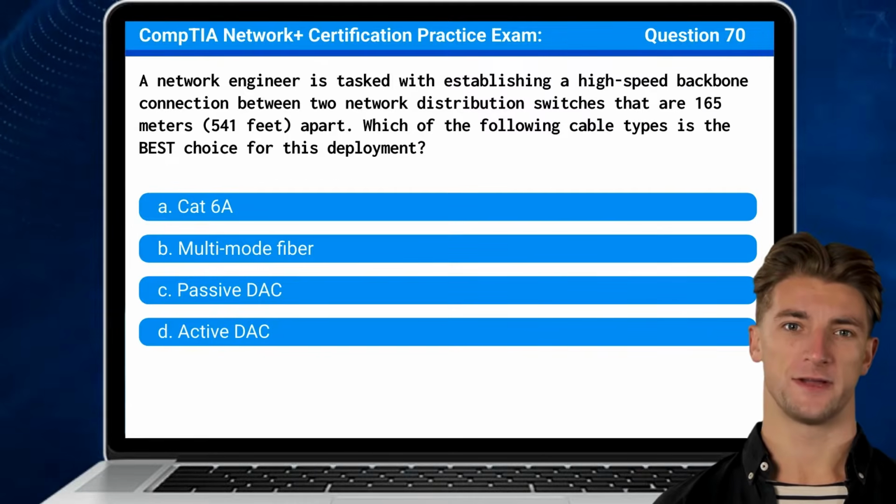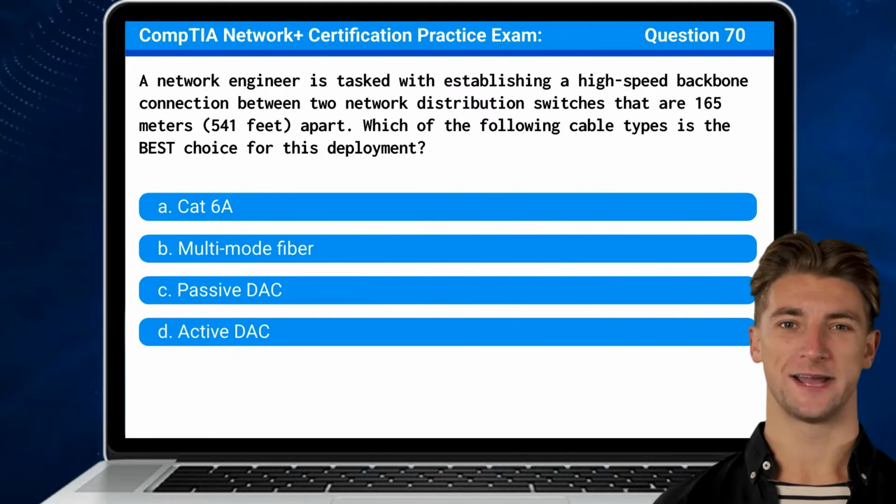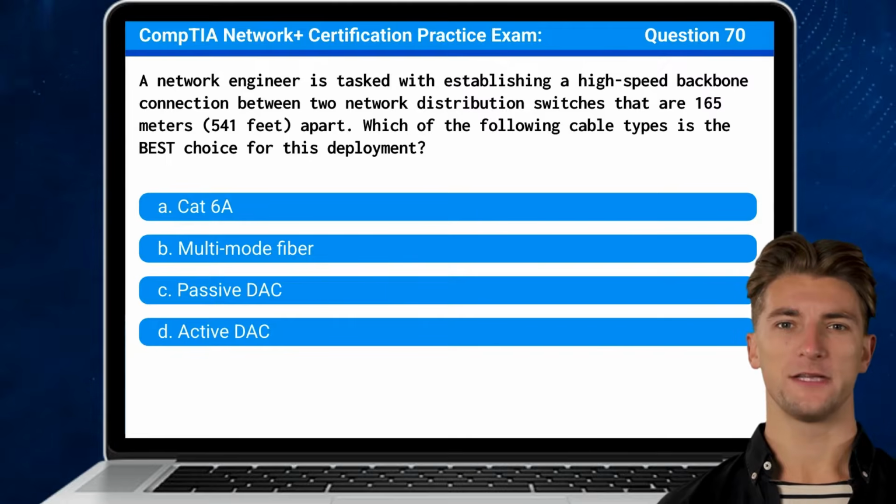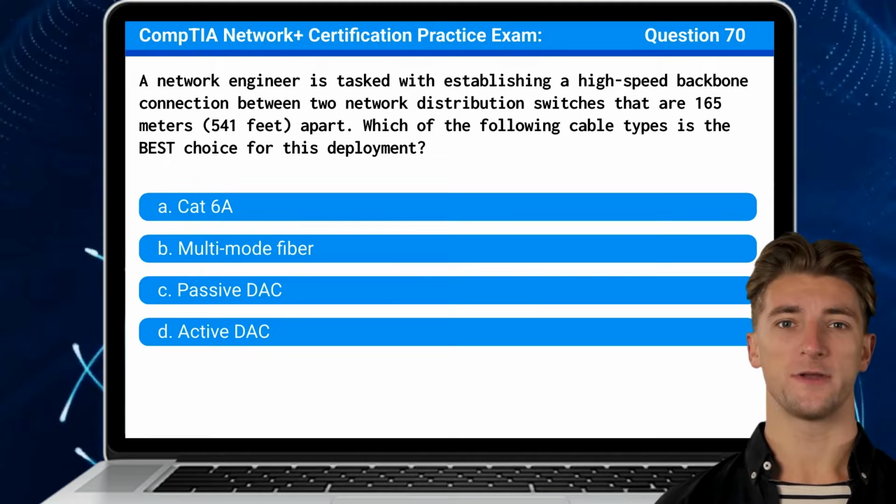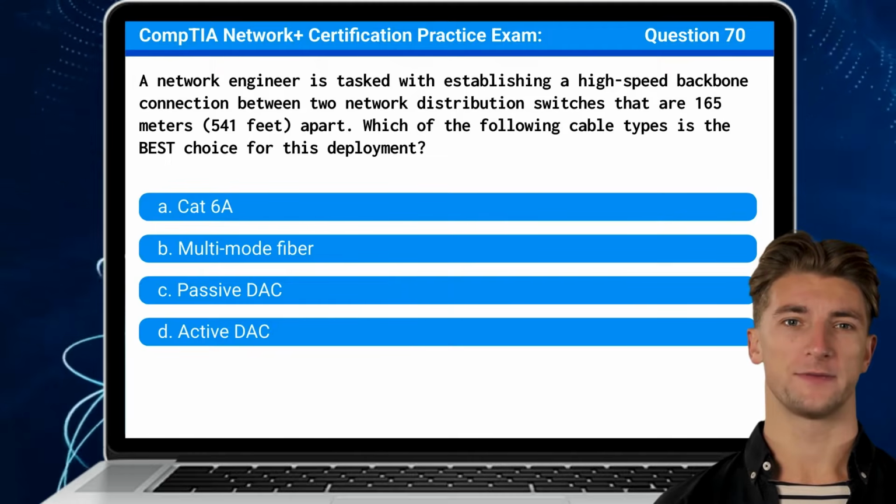Question 70. A network engineer is tasked with establishing a high-speed backbone connection between two network distribution switches that are 165 meters apart. Which of the following cable types is the best choice for this deployment?